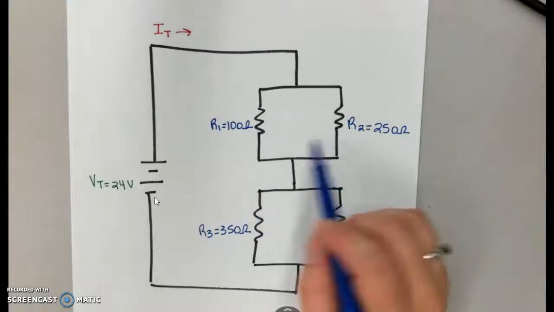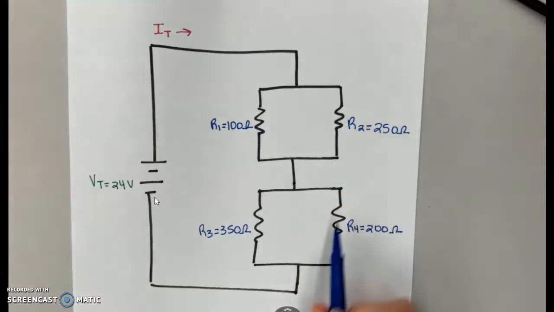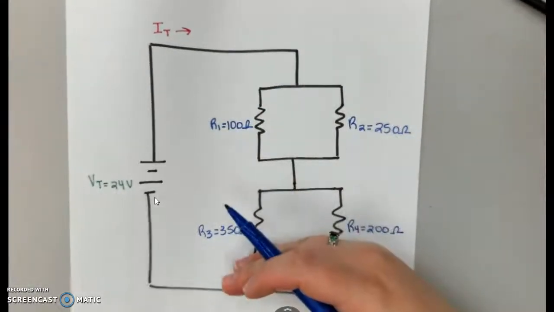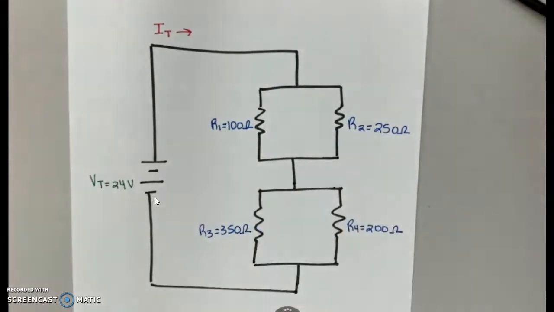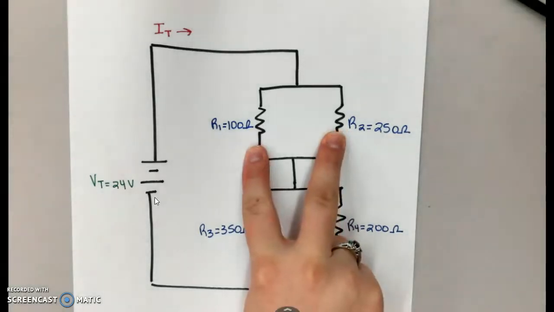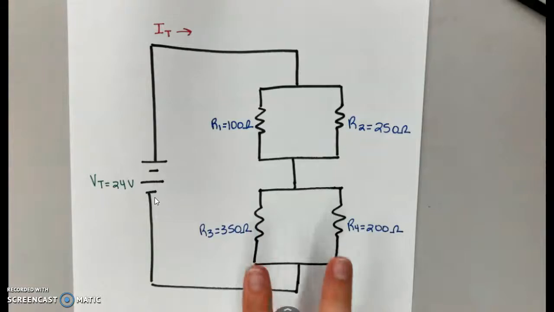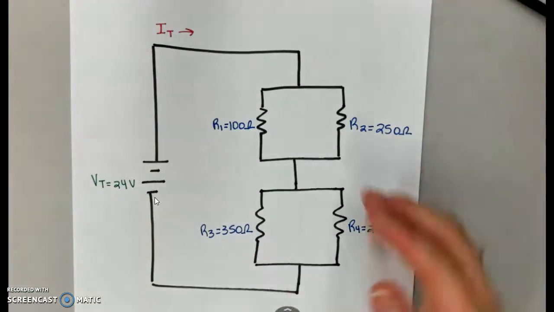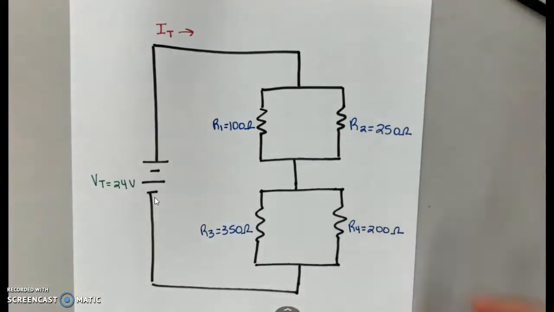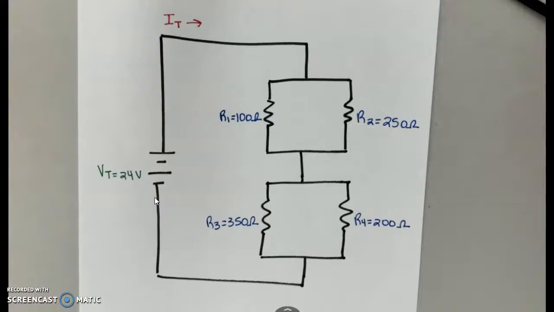So resistors 1 and 2 are arranged in parallel, and resistors 3 and 4 are arranged in parallel. But the individual portions are arranged in series. So to find my total resistance, I need to find the sum of these two as arranged in parallel and these two arranged in parallel, and then I'm going to add them as I would in series. So that sounds a little trickier than it really is.